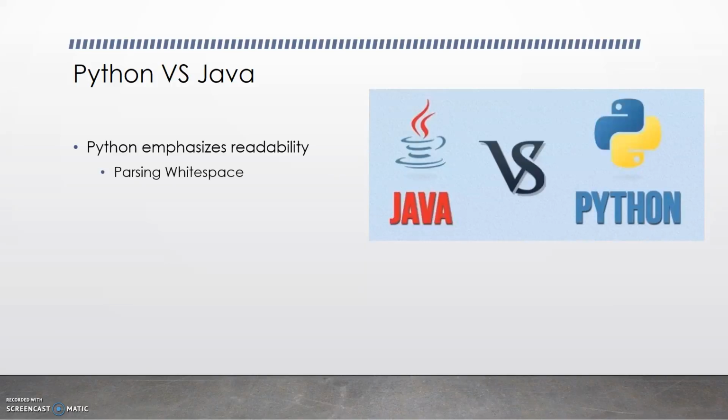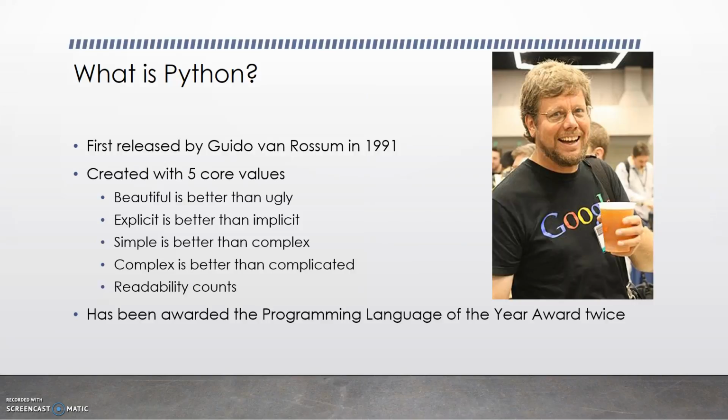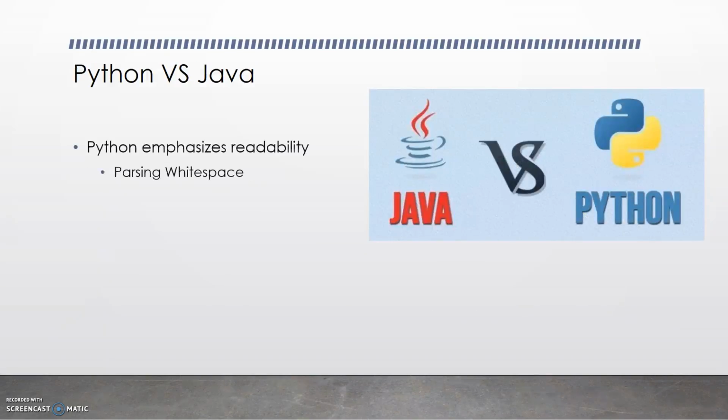Python emphasizes readability. If we go back, this was one of the 5 core values of the founder. One of the big differences between Python and Java is that in Java, to signal the start of a class or a method, you need to put a brace. In Python, you don't do that. Instead, it's all spacing. The amount of space tells you whether it's a class or a method, or just a simple conditional statement.